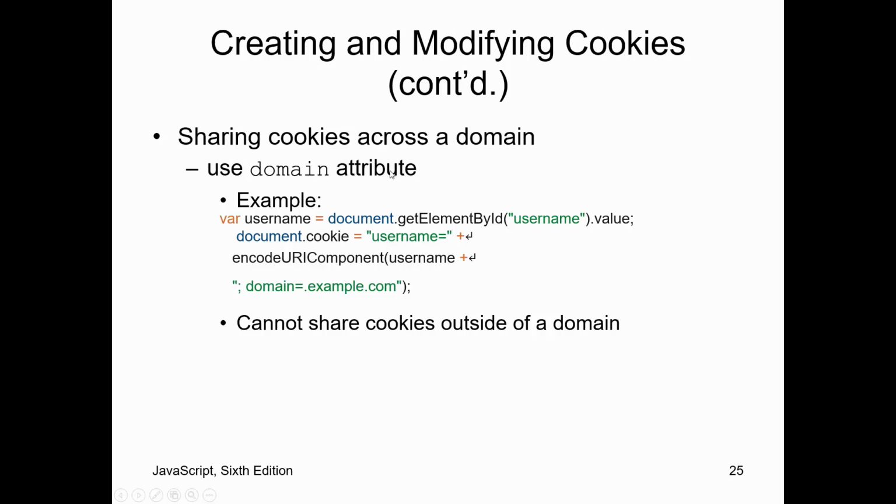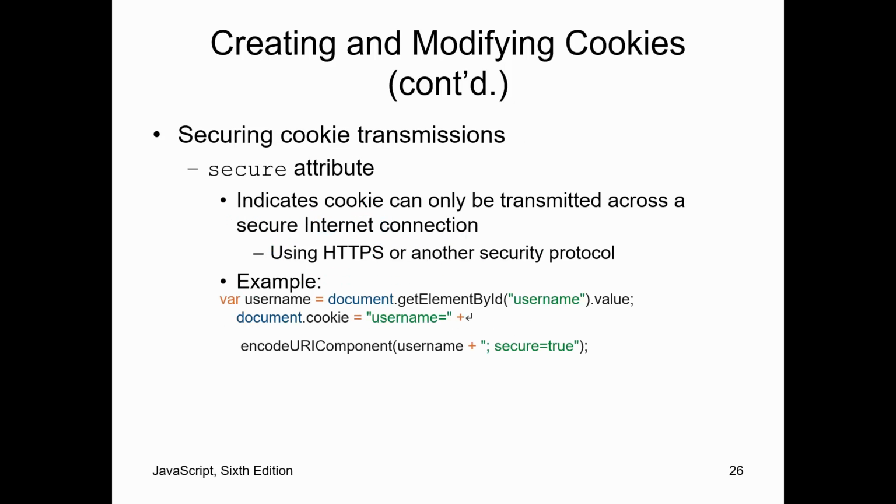If you want to share cookies across some domain, you use the domain attribute, but that can only stay within that domain. So I can't, for example, go to Pizza Hut. This would be a silly example, but I couldn't have those cookies be sent, saved to, or work with a server for Amazon, as an example.